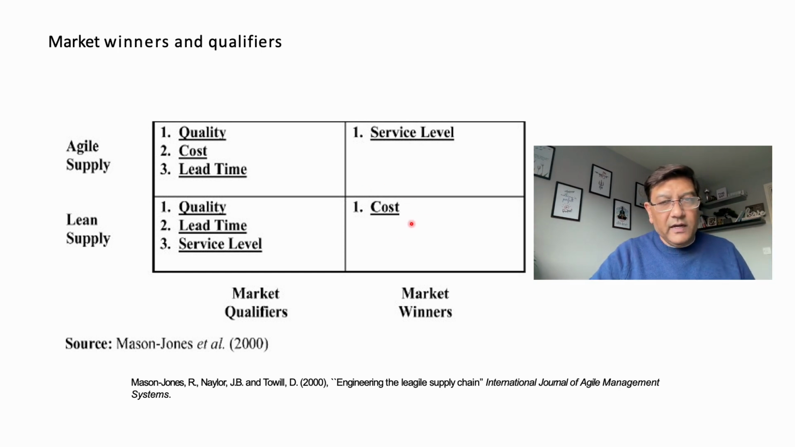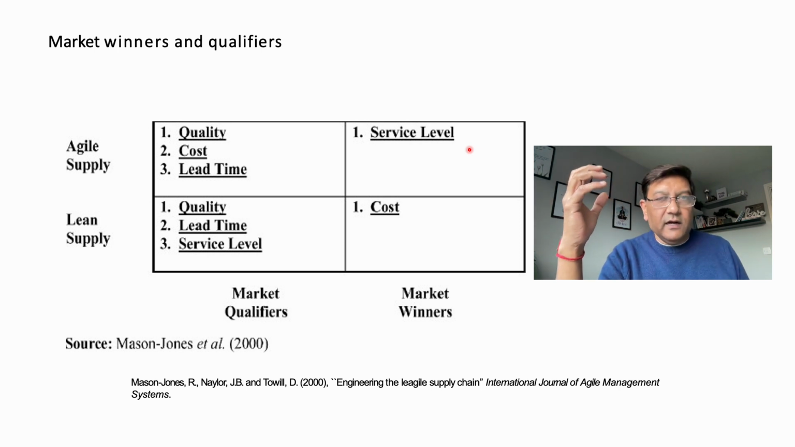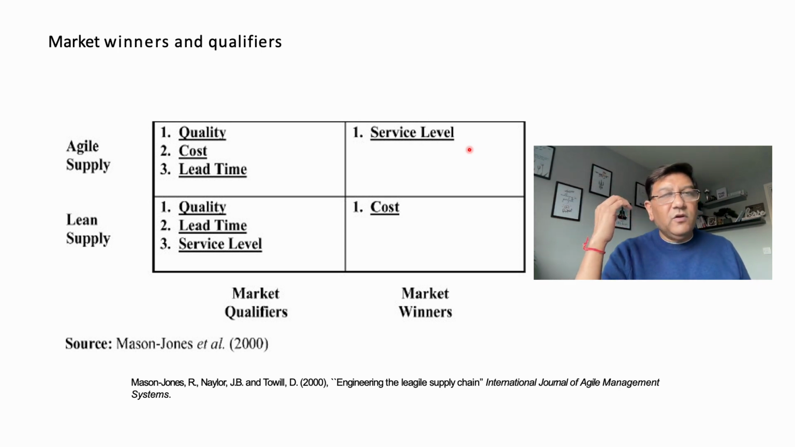that is a market winner. At the same time, in the agile supply chain, the market winner is service level: the service quality, the cost of services, and the lead time to deliver that service. So for service level, if a customer asks for a red car and we say no, we can't give you a red car, and the customer has a particular need for a red car, then they will go to the competitor.